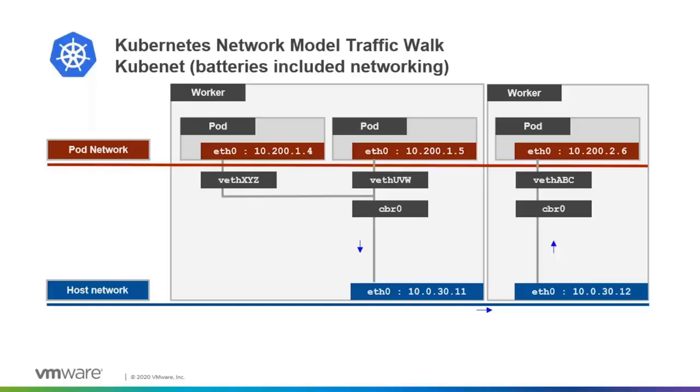So I have a 10.200 packet. If I'm using kubenet, which is the batteries-included network in Kubernetes, it's common to do it this way on Google, for example, Google Cloud. It just drops the 10.200 packet and assumes it works.